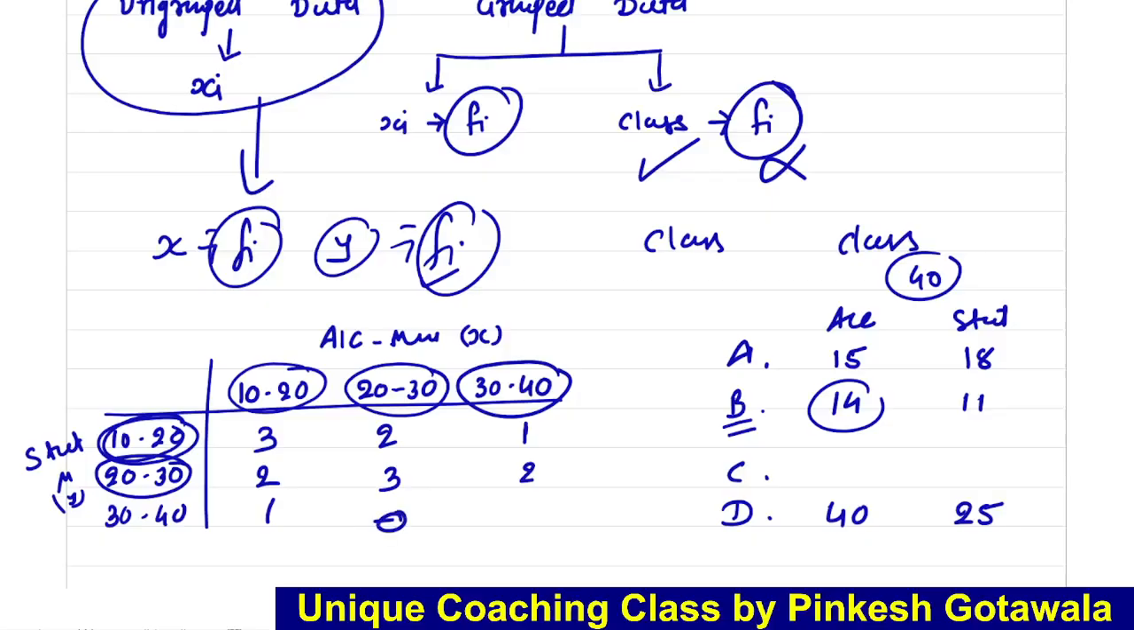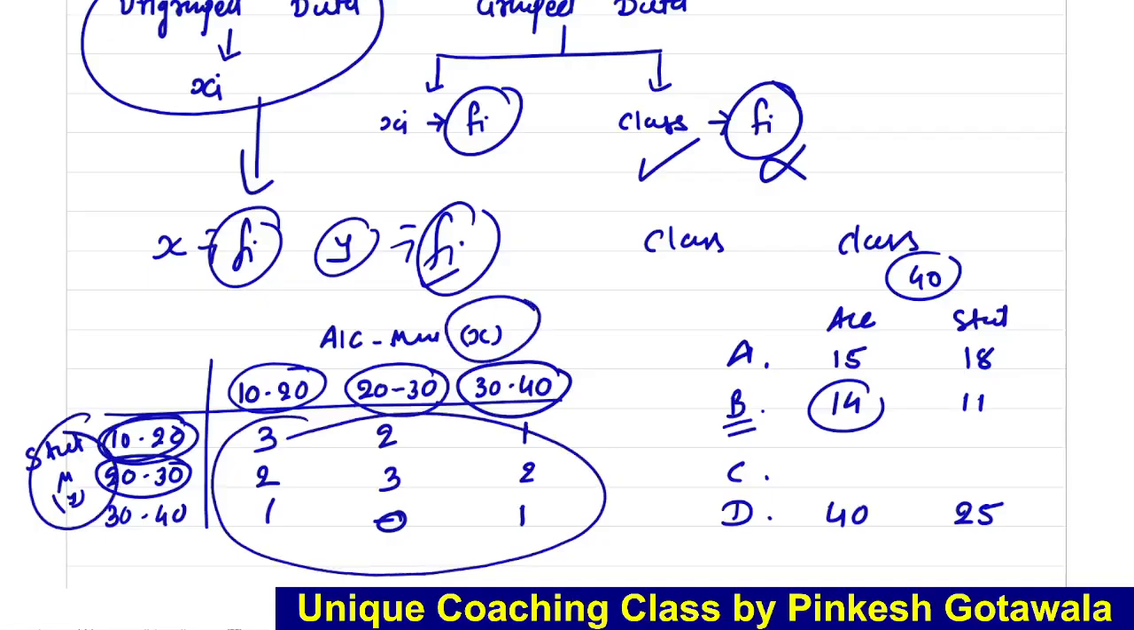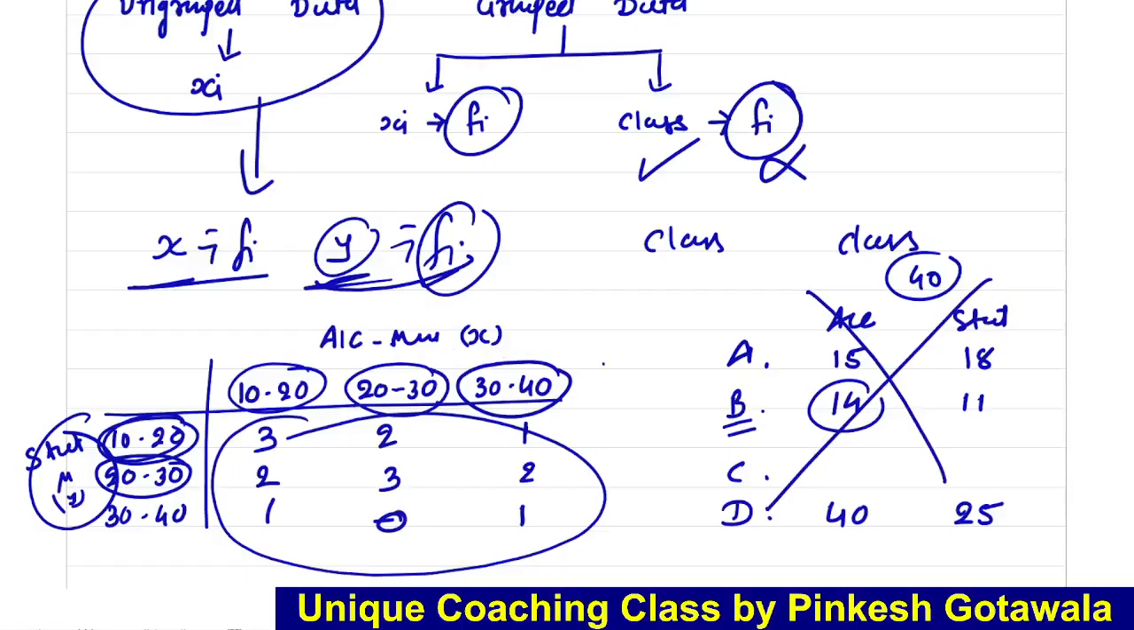There may be no student who gets accounts 20 to 30 and state 30 to 40, that can also happen. Here 1. So this is the frequency. This is a frequency, but it is a combined frequency of x and y. In the sum, they will give frequency in this form, not like xi and its frequency fi, y and its frequency fi. No, not this way, but in table form. And you are not going to prepare this, they will give it like this. Your question would be like this.